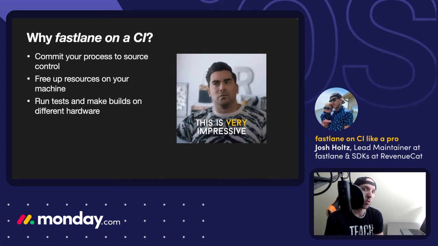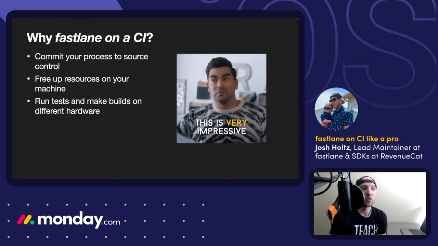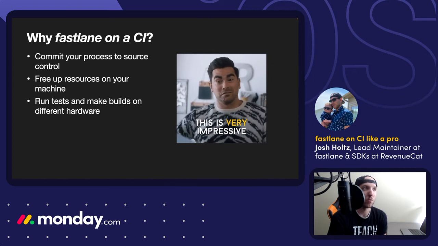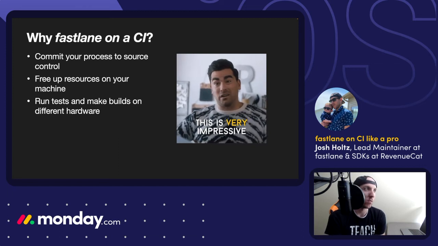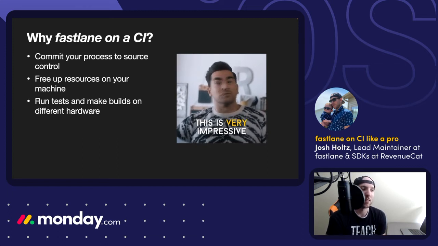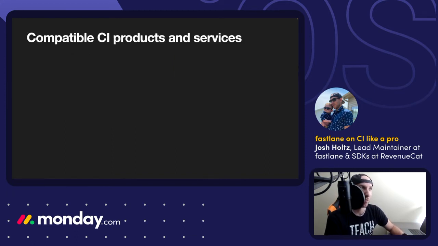It could impress coworkers, could impress future jobs that you may want to apply for. Automating steps is always a good thing to do, so it's impressive. Compatible CI products and services. So Fastlane can run on your local machine, but what other CI services can it run on?